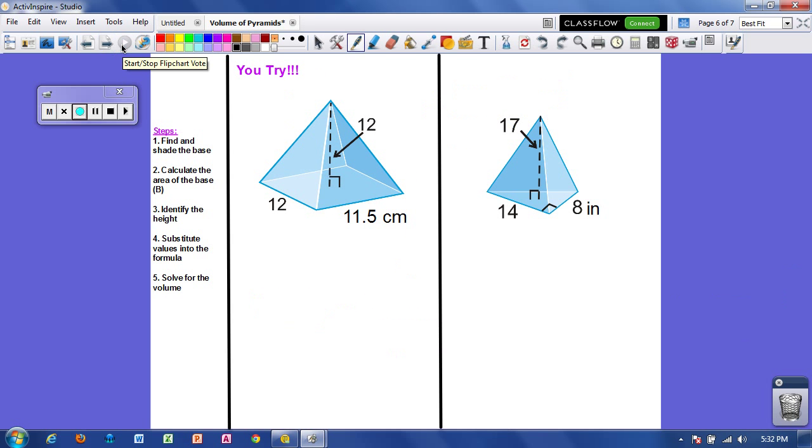Okay, now it's time for you to try. I want you to find the volume of this rectangular pyramid and this triangular pyramid. Make sure you show all your steps and all of your work so you can receive full credit on your notes.